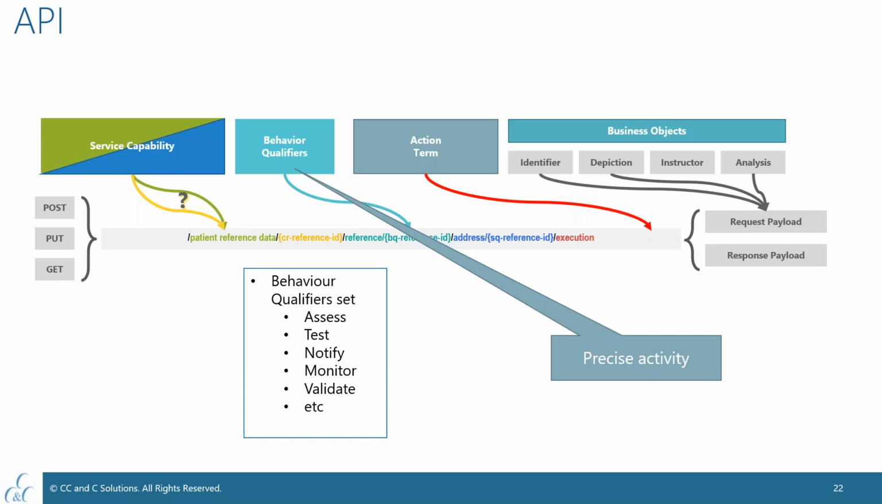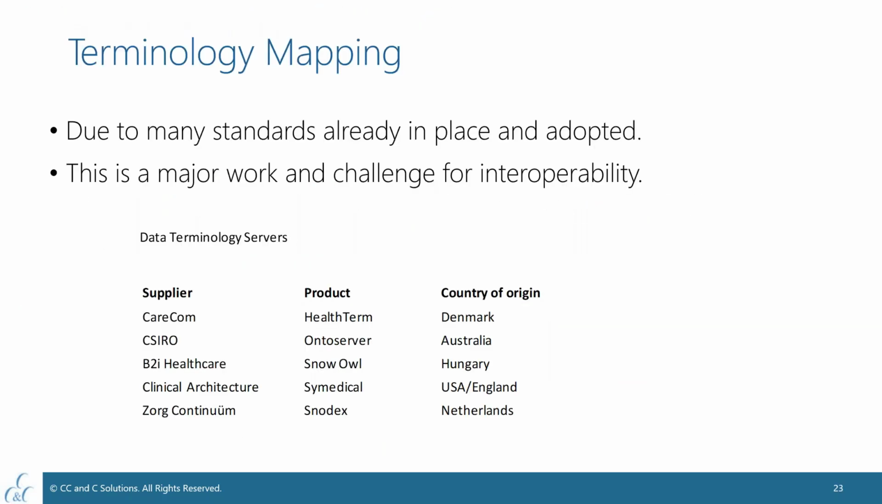So all the message payload will be used for this. So this is the header, and a message payload will be created after doing this terminology mapping, because I said that the terminology is the biggest challenge. So I got help from some AHIM. These are some data terminology servers which are available. So these are certain suppliers. This is an example of terminology mapping.